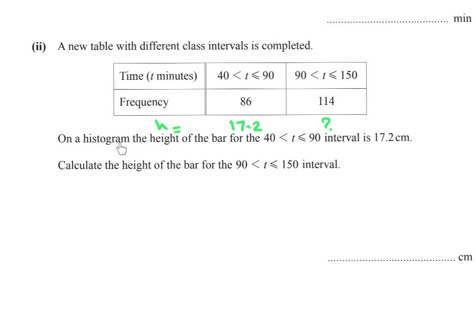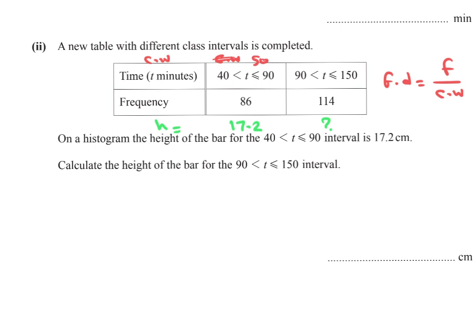To draw a histogram, we need to find the frequency density. How to find the frequency density? There was a formula: frequency density equals frequency divided by class width. Can we find the frequency density for that interval? We have the frequency and we have the class width. The class width is 90 minus 40, which is 50.